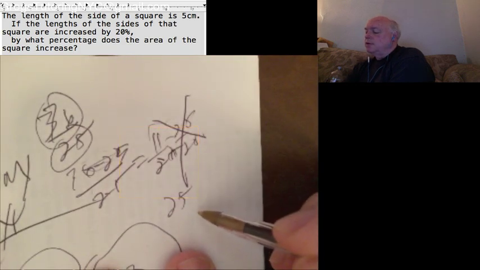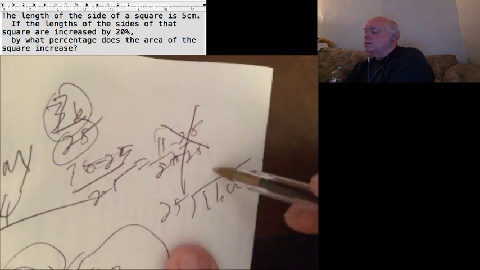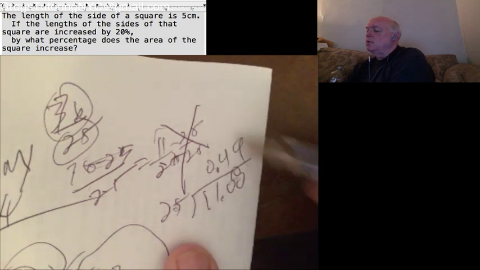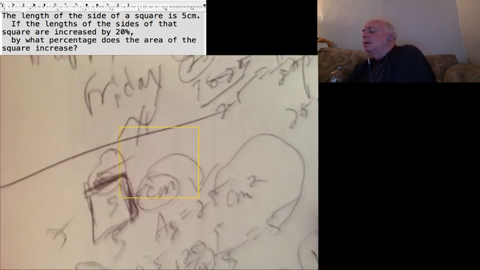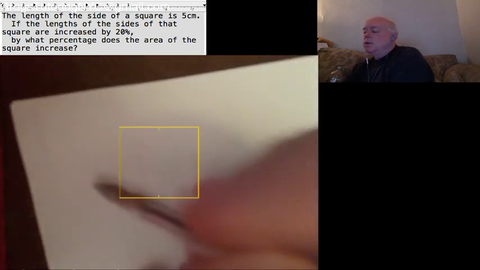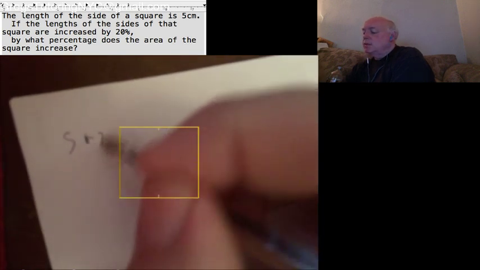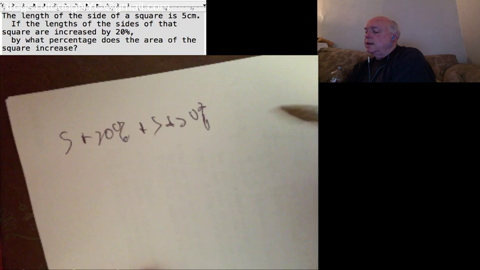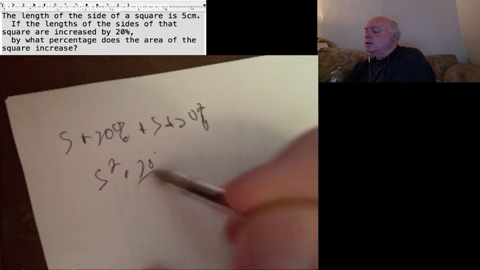So if we go 25 into 11, we get the same issue. We get 0, we get 4 is 100, so we're left with 10, and it goes into here. So we get the 0.44 that way as well. Okay? And there's something that leaps out here, which is that once you realize this is what happened, really what we're doing is we're focusing on the side times 20% times the side times 20%, right? So we're getting the side squared times 20% squared. 20% times 20%.